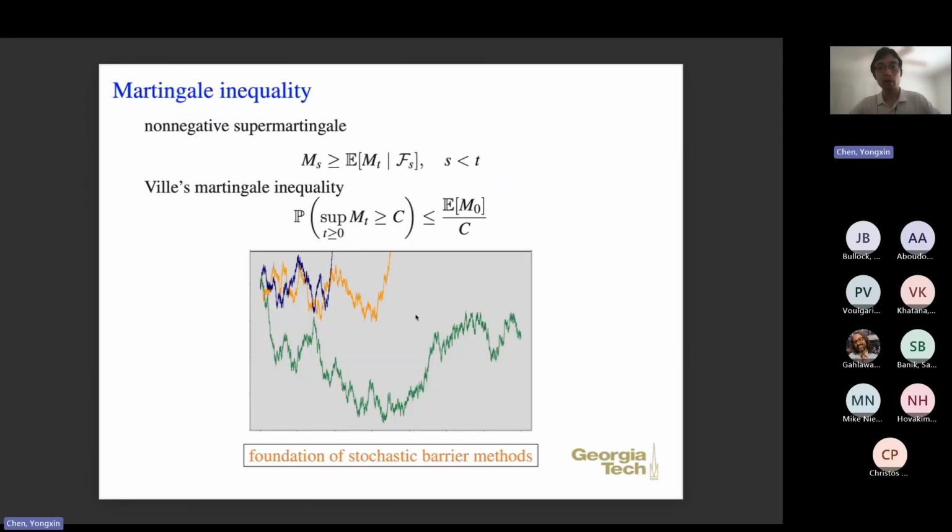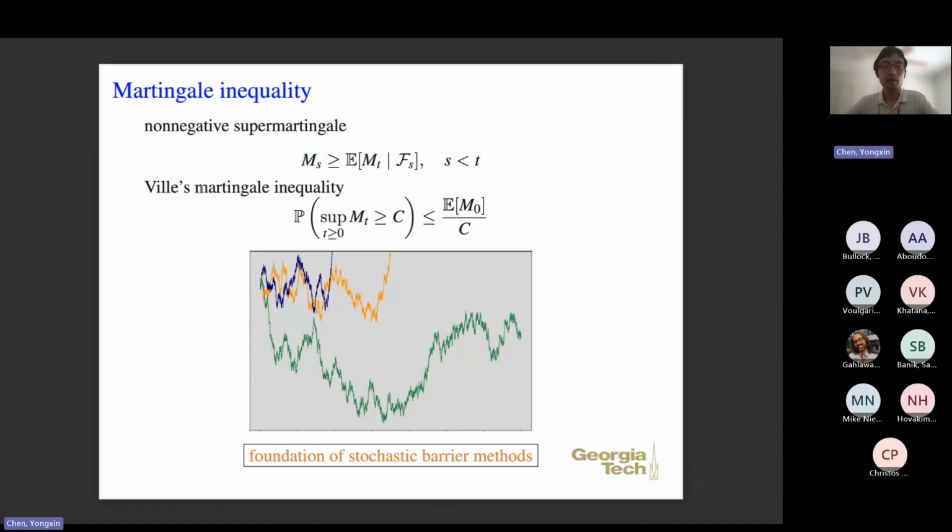One popular approach, actually probably the only approach I'm aware of, is based on the martingale inequality. So what is a martingale? It's one type of stochastic process which satisfies a certain property. Basically, this is the future value of the quantity, and this is the current value. The expected value of the future is always less than or equal to the current value. One way to think about this is gambling: if it's a fair game, your expected future money is always less than or equal to the current one.